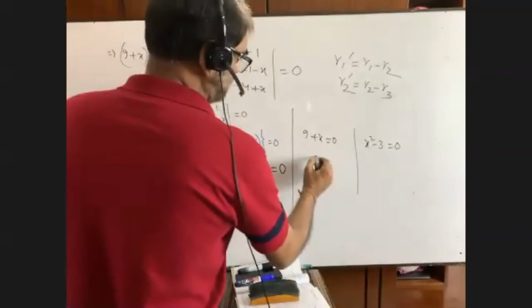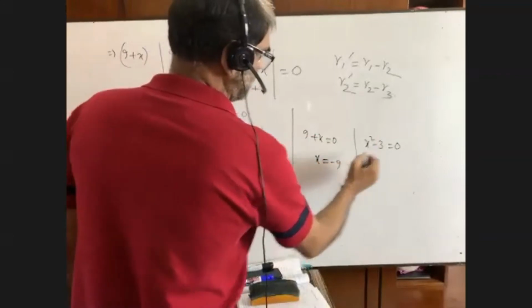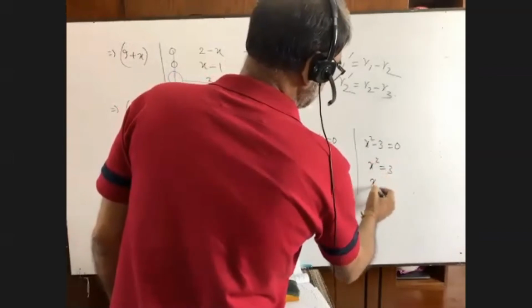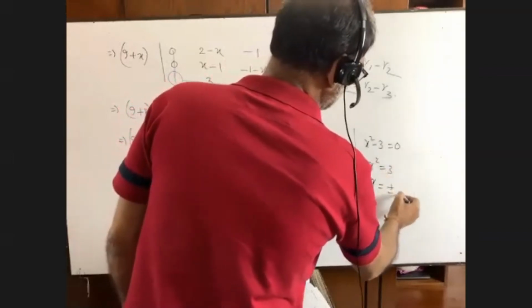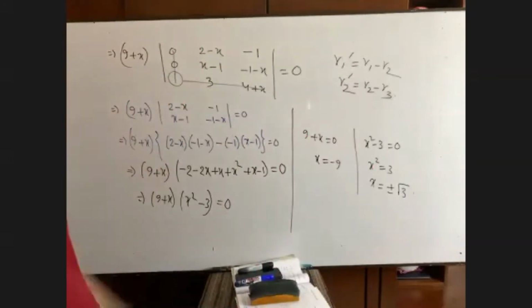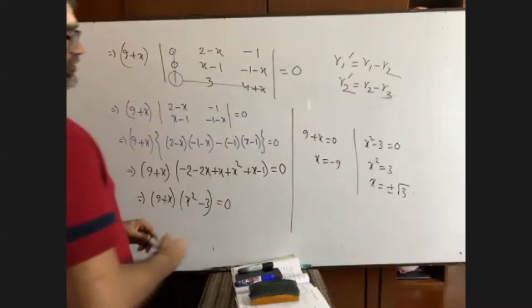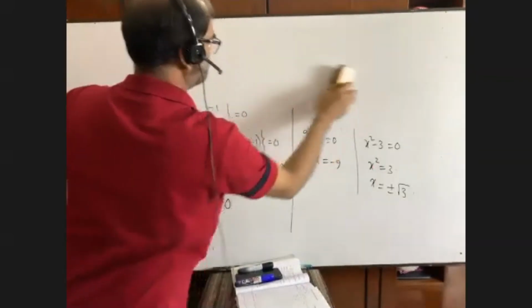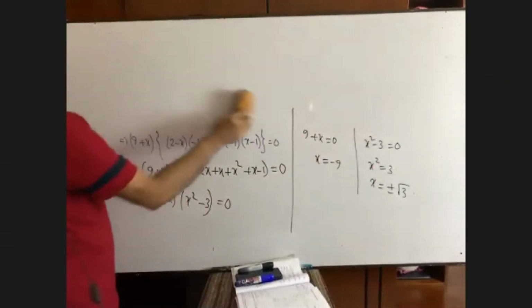So we are getting x equals to minus 9. Here x square equals to 3, that is x equals to plus minus root over 3. We have got 3 values of x. This is the most important math to be given in the examination always. Let me know if you fail to understand anywhere.